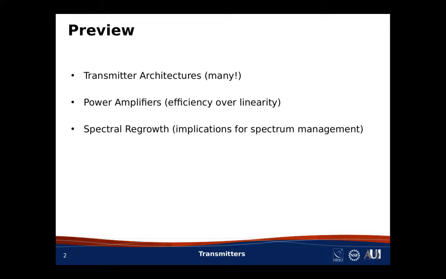Finally, I'll introduce the concept of spectral regrowth, which is one of the naughty things that power amplifiers do. And I'll say a little bit about how that impacts spectrum management.